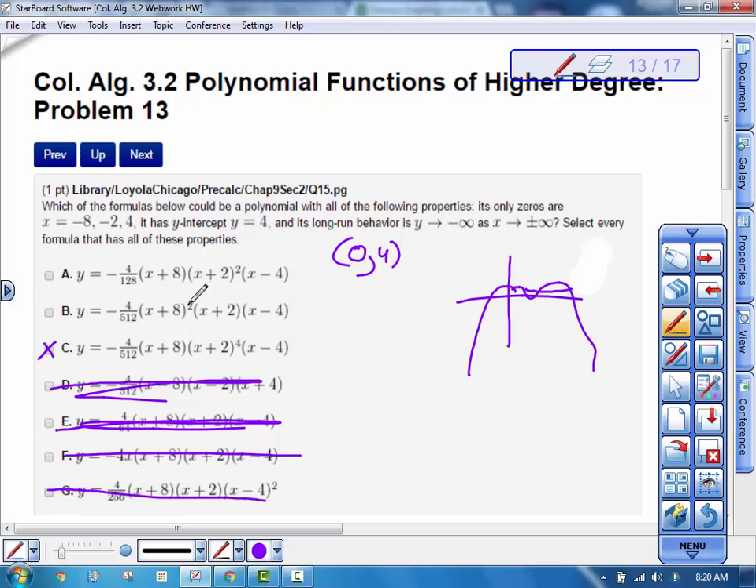This one's 2, 3, 4, this is even. The zeros are at negative 8, negative 2, and 4, so this one works just fine, opens down, fourth degree, so that one's good. And this one's good as well because it's got zeros at negative 8, negative 2, and 4, and it's a fourth degree polynomial that opens down. So it looks something like that.